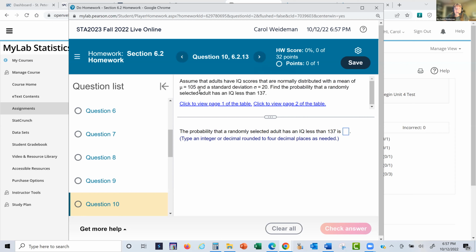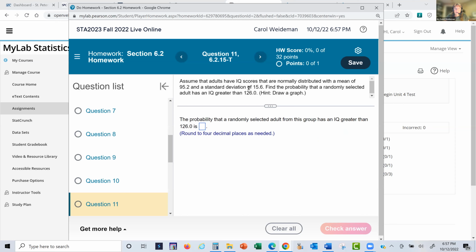And here's one here. Watch out. They switch it up on you here. The mean and standard deviation change here. 105 and 20, and they want to go between or less than 137. Okay, so no picture this time, but they're telling you to find less than 137. So they're telling you the direction on that one.